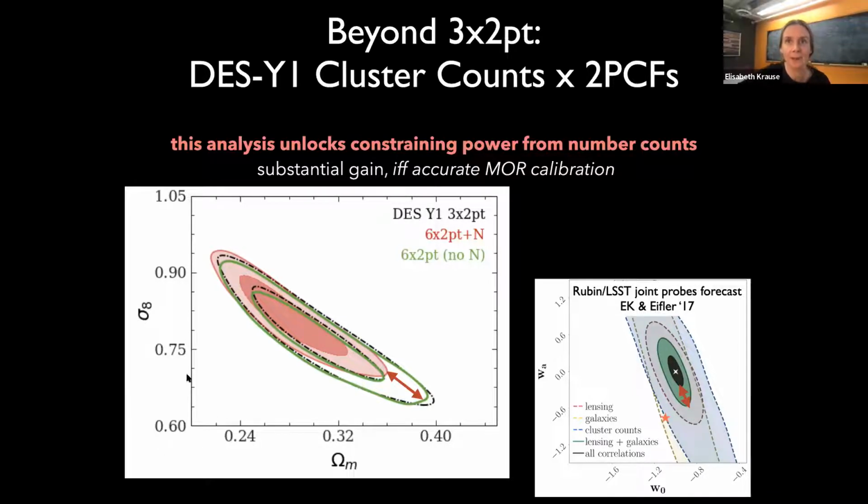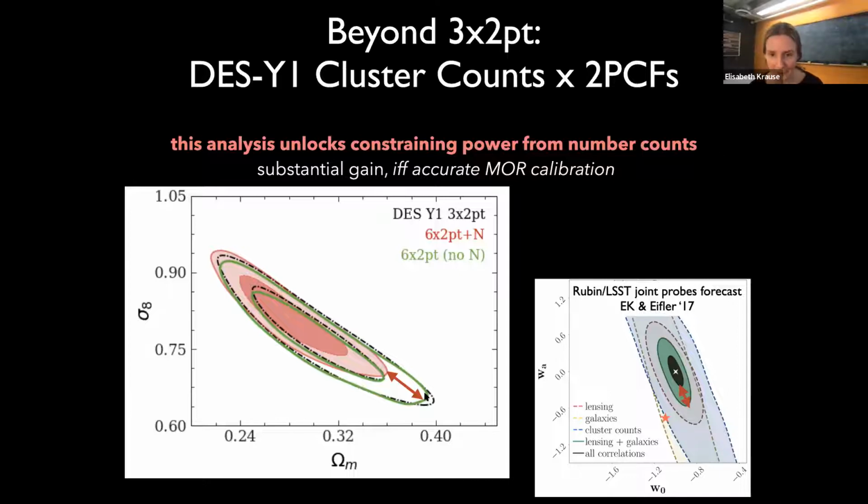So what I'm showing here is our complete result from this analysis shown in red, versus one that excludes number counts. So this shows how much information we gain over the 3x2-point analysis by including galaxy clusters just as another tracer of the matter density field. And you can see that most of the gain here really is from including the cluster mass function that has very different degeneracies. So this means this can unlock a substantial gain if we can accurately calibrate the mass-observable relation.